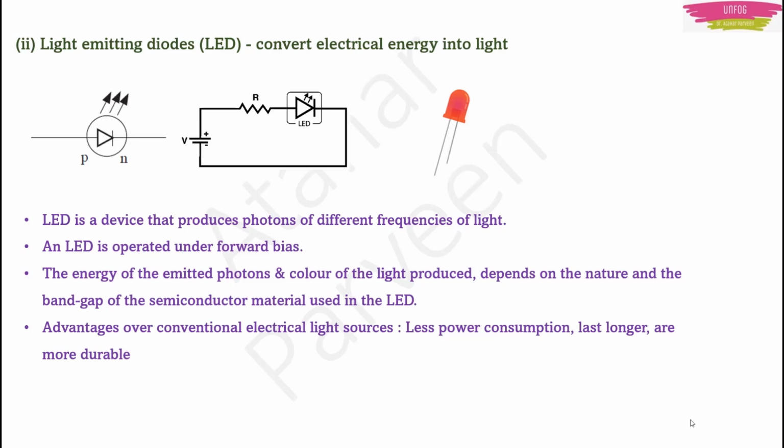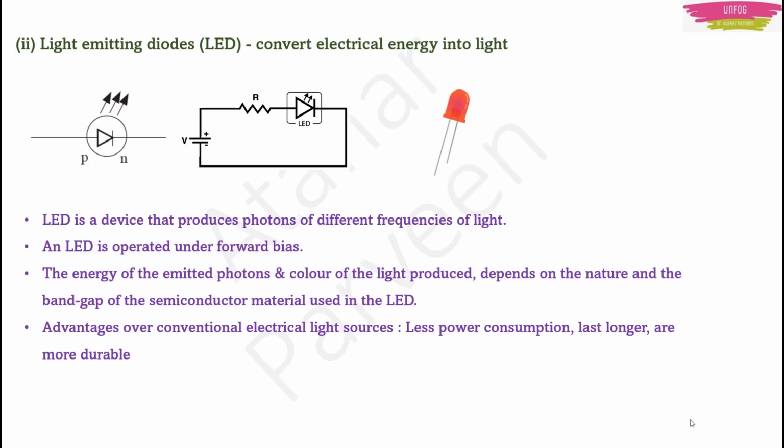Now, the energy of the emitted photons, and the color which is produced from this LED, will depend on the material with which you are making this LED. It will depend on the nature of the semiconductor, or the band gap of the semiconductor with which you make the LED. For a particular band gap, a particular color of light this LED will produce. Okay, we will not go into so much detail because it is not needed. But one thing you have to remember is that if you want to change the color of the LED, then you have to change the semiconductor material which is used to make this LED.